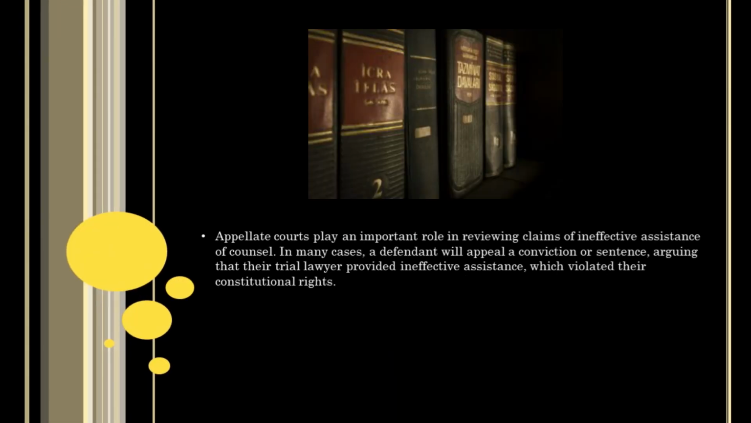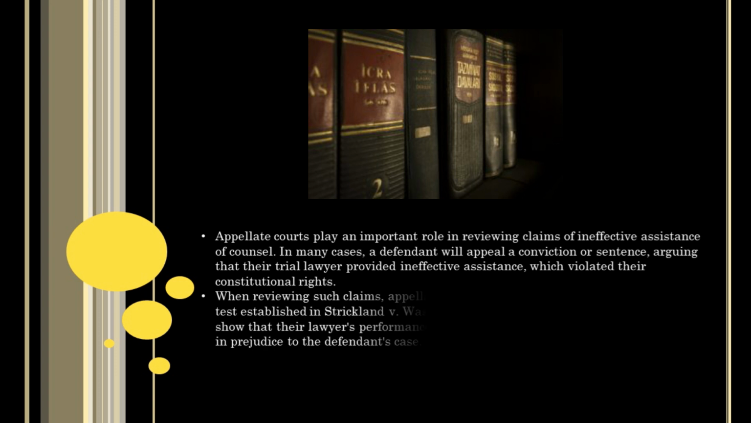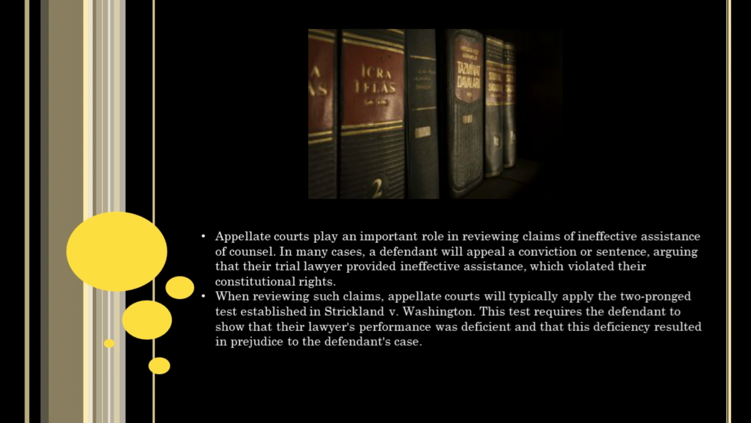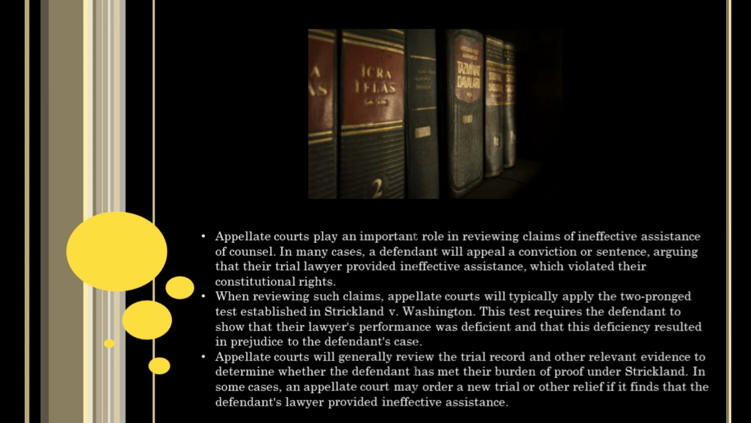Appellate courts play an important role in reviewing claims of ineffective assistance of counsel. In many cases, a defendant will appeal a conviction or sentence, arguing that their trial lawyer provided ineffective assistance, which violated their constitutional rights. When reviewing such claims, appellate courts will typically apply the two-pronged test established in Strickland v. Washington. This test requires the defendant to show that their lawyer's performance was deficient and that this deficiency resulted in prejudice to the defendant's case.